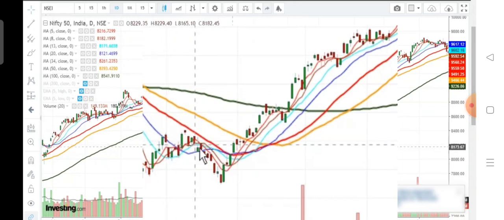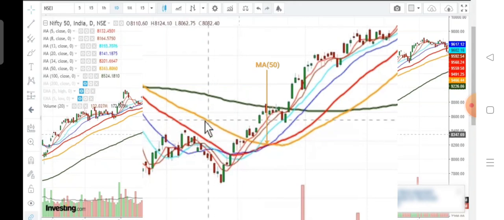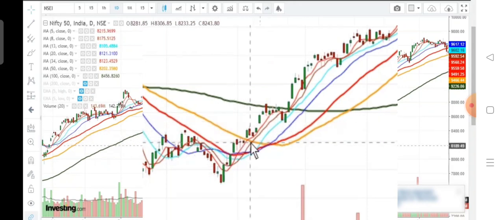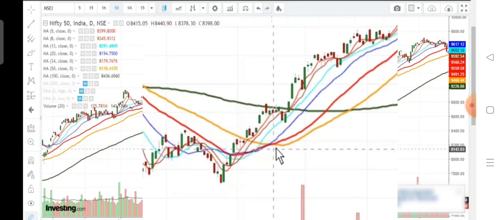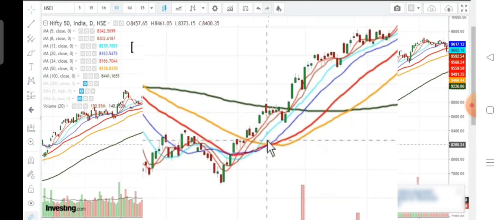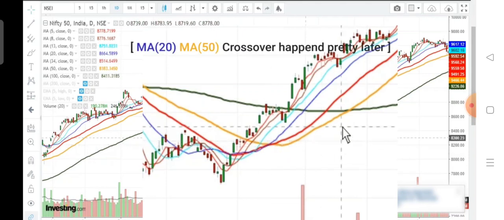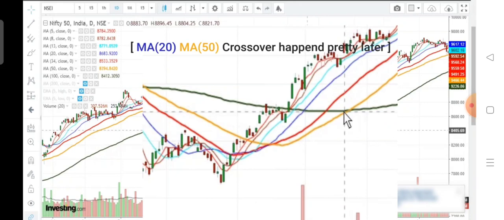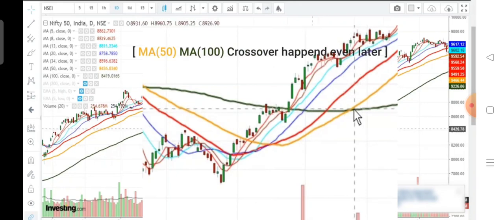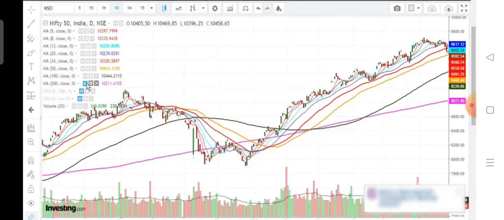Now this thin blue line is 20 period, and this thick orange line is 50 period. See, this 5-20 crossover happened pretty early, this 20-50 crossover happened pretty later, and this thick green line is 100 period. This 50-100 crossover happened even later. Let me plot 200 here.